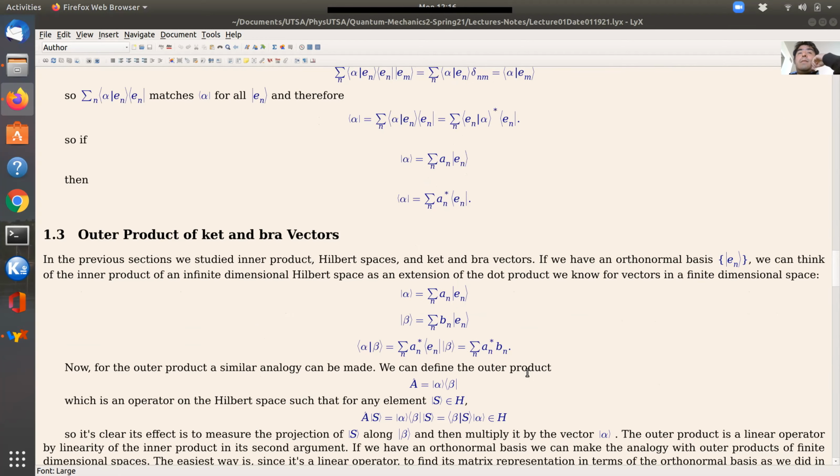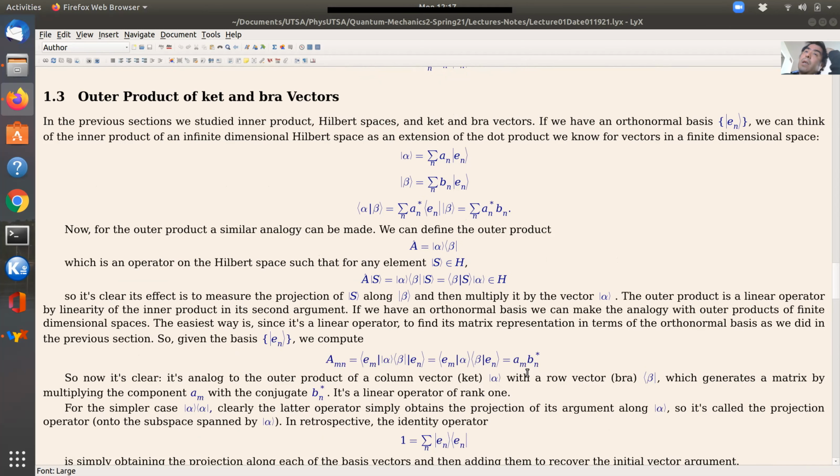So that's so much for the matrix representation of operators, trying to focus on what we will need later for the calculations. And well, now we have the outer products of ket and bra vectors. So before, what we studied were inner products, Hilbert spaces and ket and bra vectors, basically how to define them. Now, if we have an orthonormal basis, En, in the ket vector space, we can think of the inner product of an infinite dimensional Hilbert space as an extension of the dot product we know for vectors in finite dimensional space.